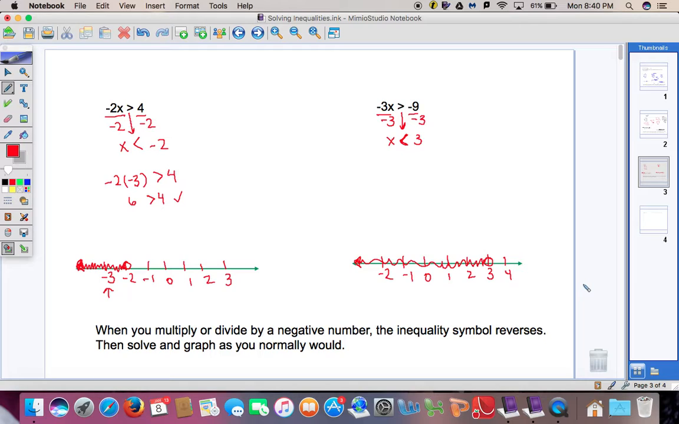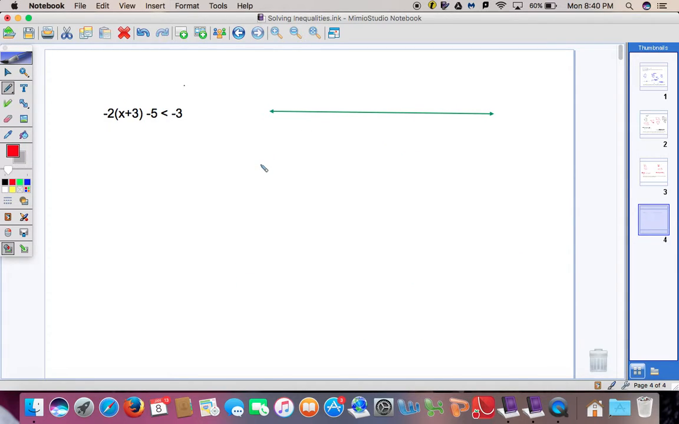And again, I can check my work by choosing one of these shaded integers down here. So if I pick a negative 2 here, negative 3 times negative 2, is that greater than negative 9? Negative 3 times negative 2 is positive 6, and any positive number will always be greater than a negative number, so I know that that works.